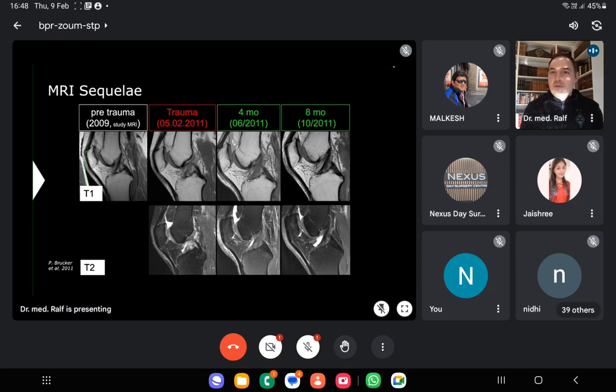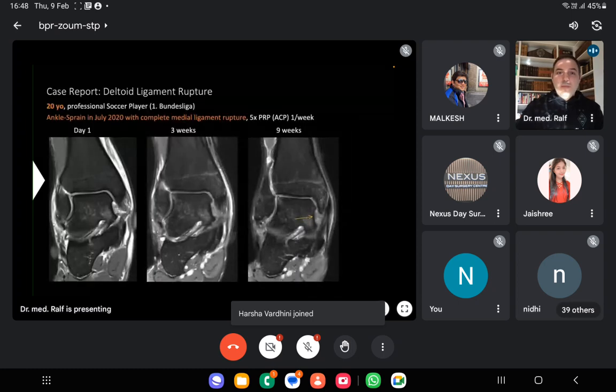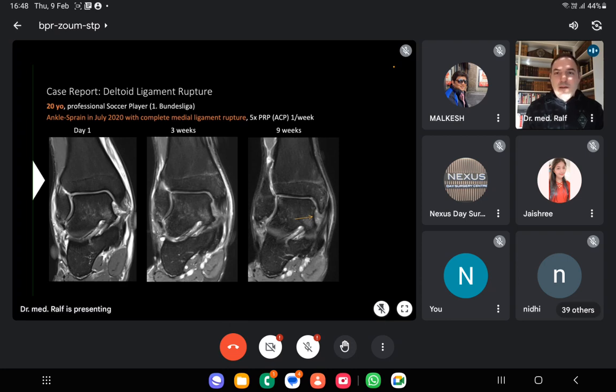But you can see it was a completely healed ACL with a conservative treatment using a series of PRP injections, orthesis and physiotherapy, which I think is something very special. And we were able to observe this healing process, this accelerated healing process, also in other cases.